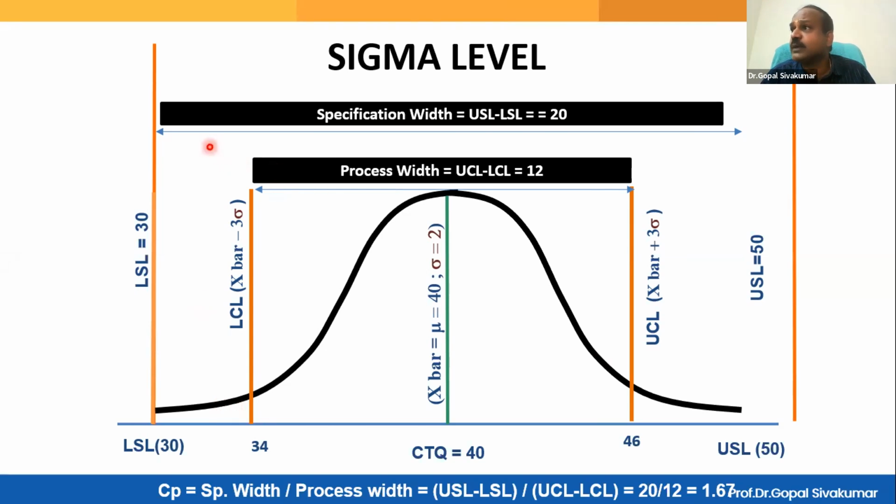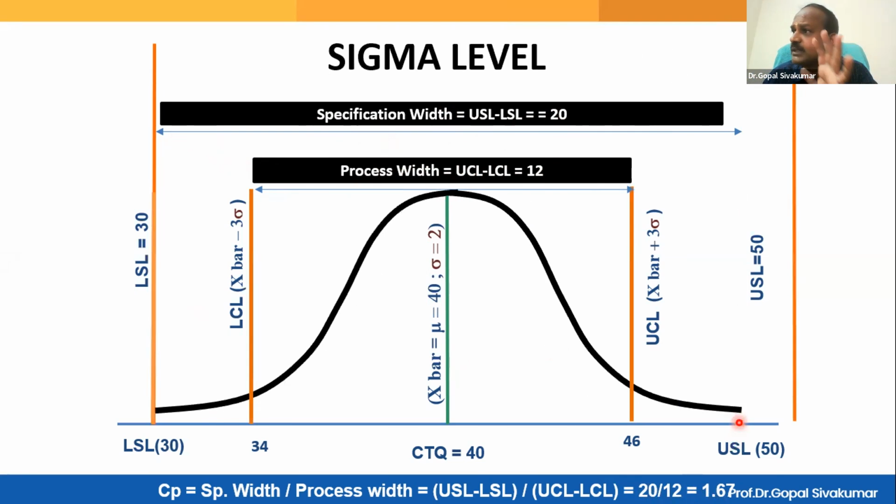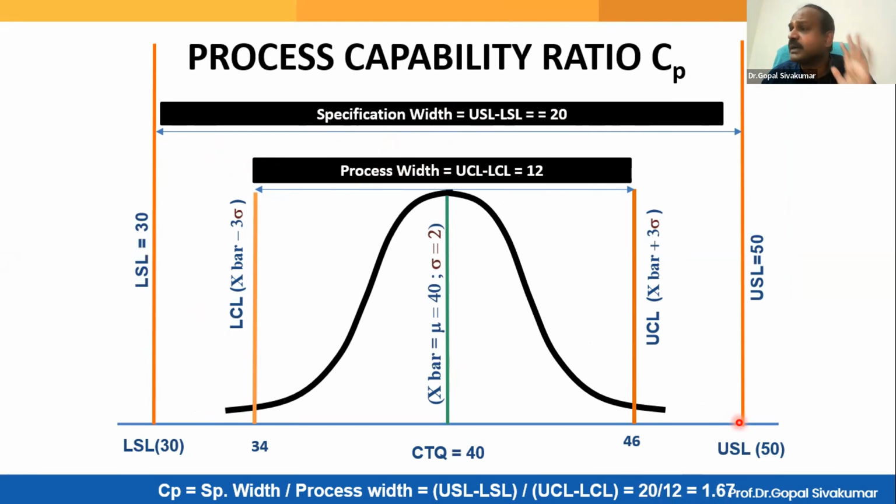Look at the specification width, very wide. Look at the process width, smaller compared to the specification, which is good. Now the ratio, specification width divided by process width, is 20 by 12. How much is 20 by 12? 1.67. Requirement is met. Here also it is 1.67.